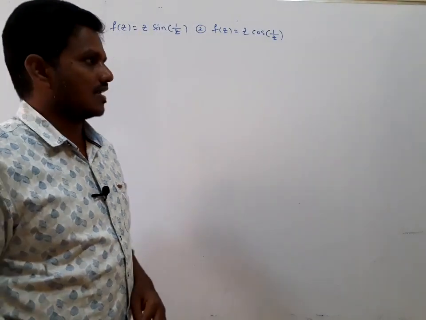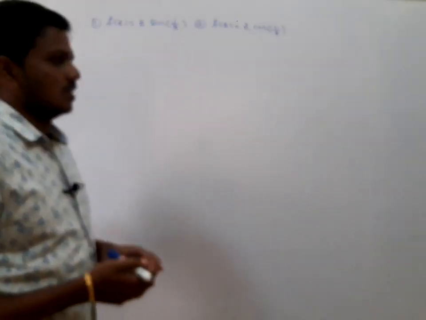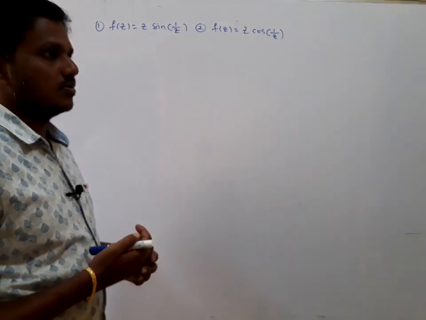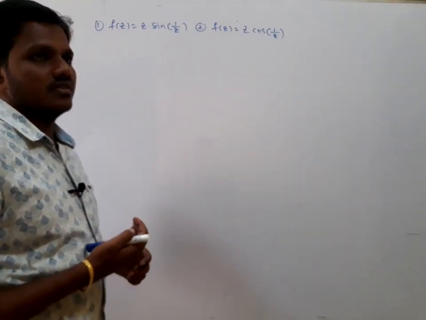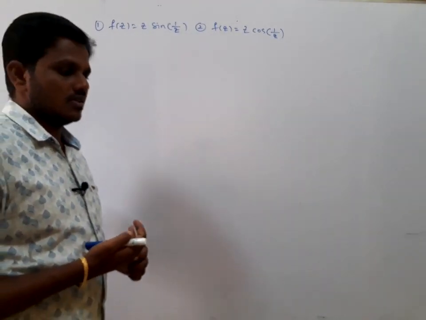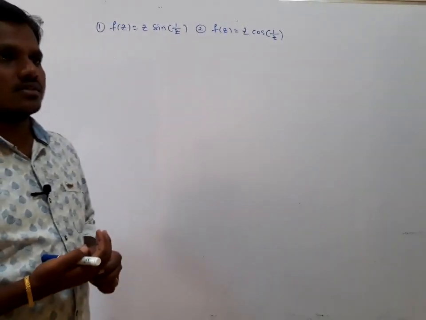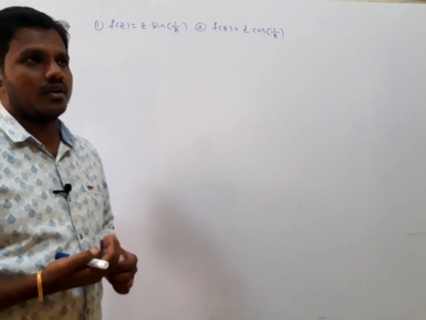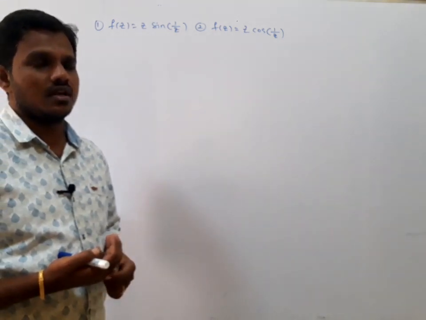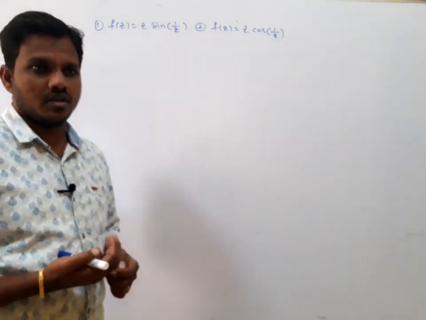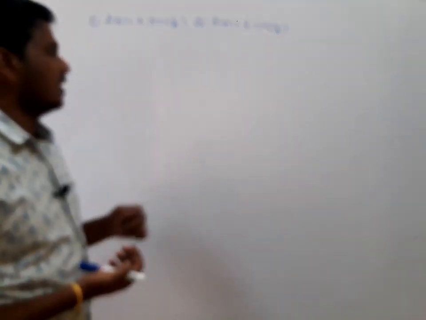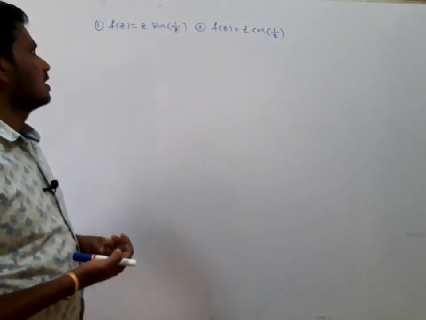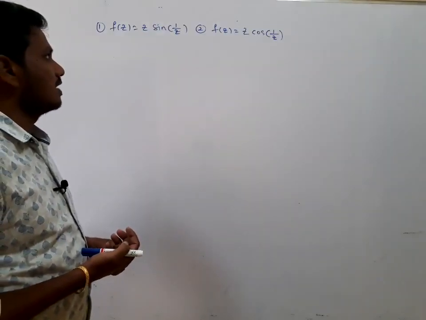As a continuation of the last class, in the previous class we discussed the calculation of residues in different cases: removable singularity, simple pole, pole of order m, isolated essential singularity, and residue at infinity. Continuing, find the residue of f(z), where f(z) is equal to z sine 1 by z.